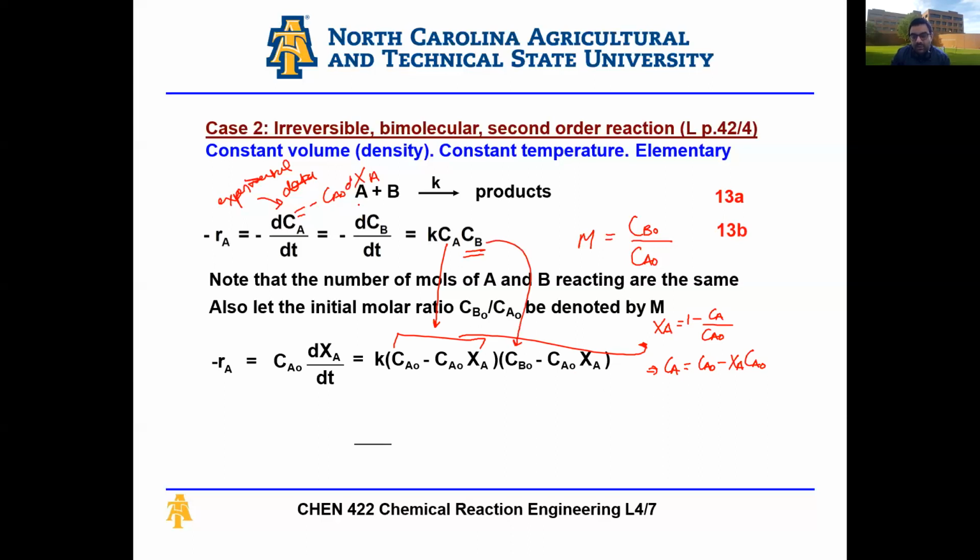And then CB, something very similar. Similarly, we're going to say that CB is equal to CB naught minus XA CA naught, because this is a one-to-one reaction, right?